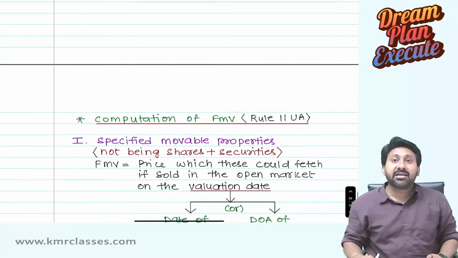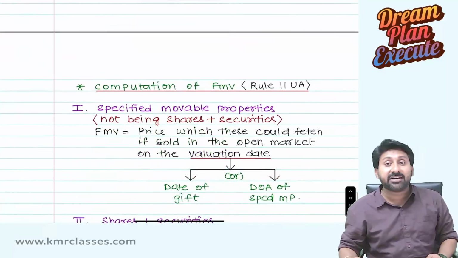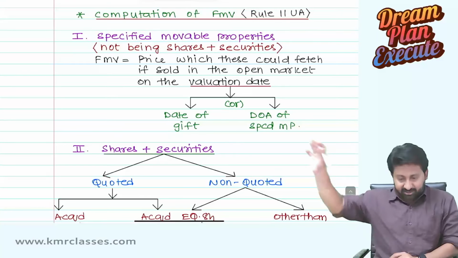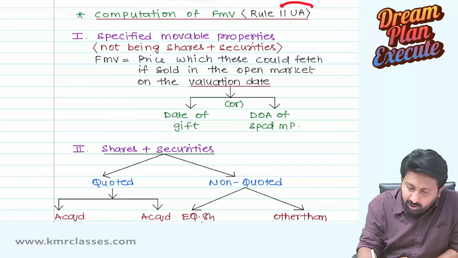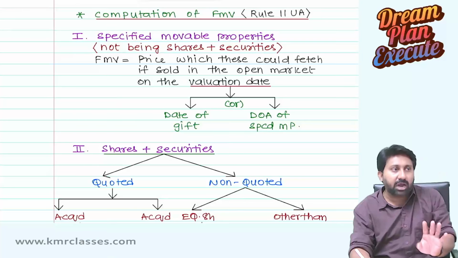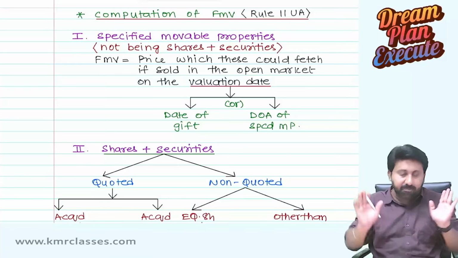Next. Sir, for immovable property there is the SDV. But for movable property we are not considering SDV, we are computing the FMV. So how will FMV be calculated? See the screen. There is a rule called Rule 11UA. It's a rule, not a section. Therefore, you can't find it in the Act. The rule concept will be there. I have written a summary of the rule here for exam purposes.